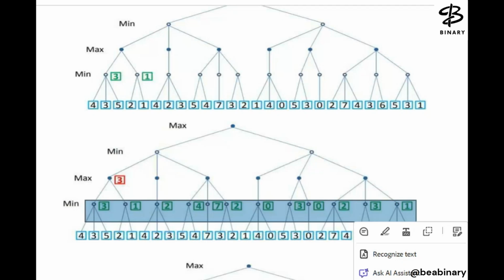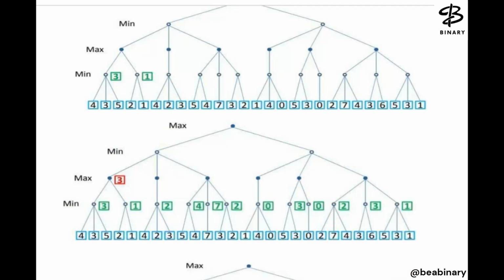So here from the first node the value will be 3, then 1, then 2, then 4, 7, 2, then 0 is there because here the leaf nodes have the values 1, 4 and 0, so the 0 will be there. Then from 5 and 3, the 3 will be there. From 0, the 0 will be there.